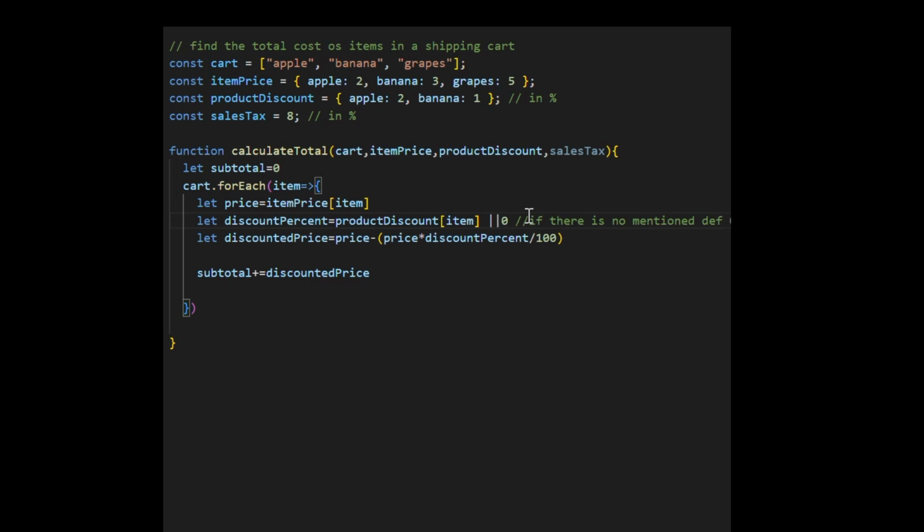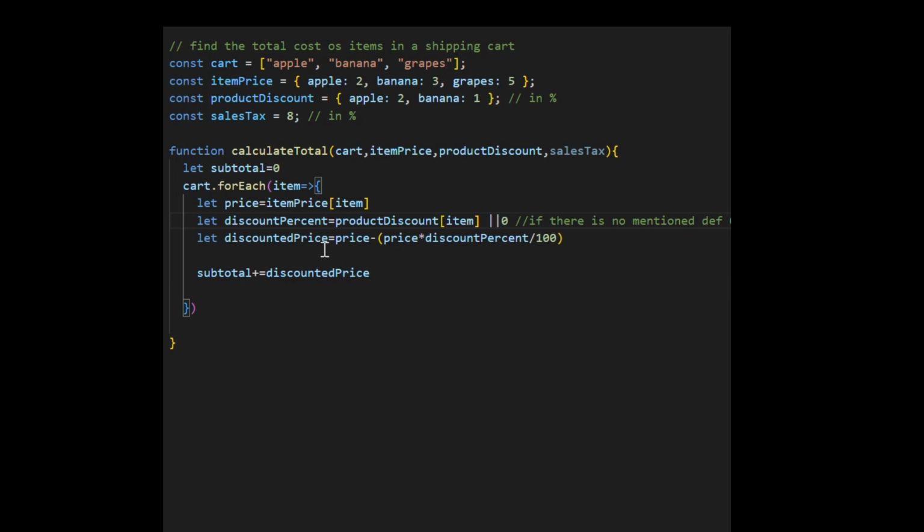So if the product discount is mentioned, you can use that. If the product discount is not mentioned, then which one do you have to use? You have to use 0. That's why I take it as 0. So for 0, the price will be the same as price. So you get the subtotal, that is after discount, you get the total product cost.